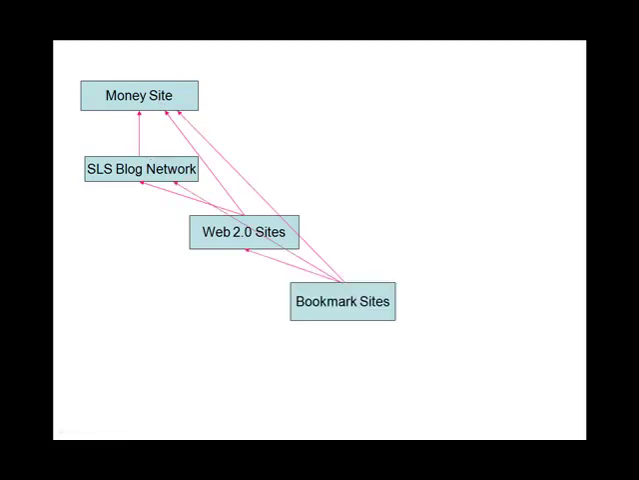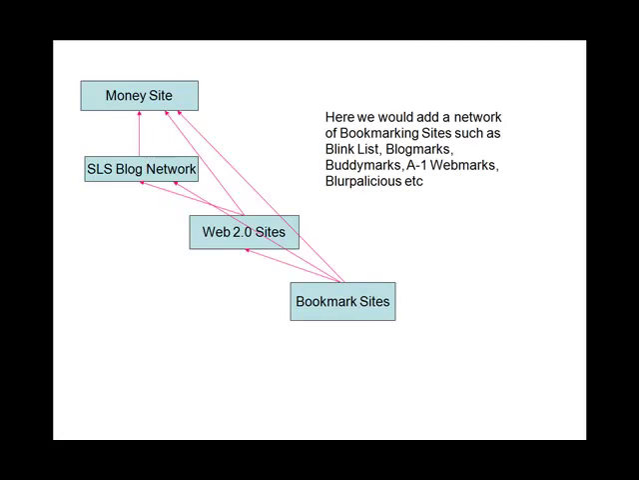Underneath that we have bookmark sites. Now these are such as Blinkist, Blogmarks, Buddymarks, A1 Webmarks, Blurpalicious, etc. Again, we've highlighted that we've got about 90 odd bookmark sites, and again, as you can see, we're just building up this huge mountain of one-way directional linking. The bookmark sites link through to the Web 2.0 sites. In turn, they support the blog network, they support the money site.